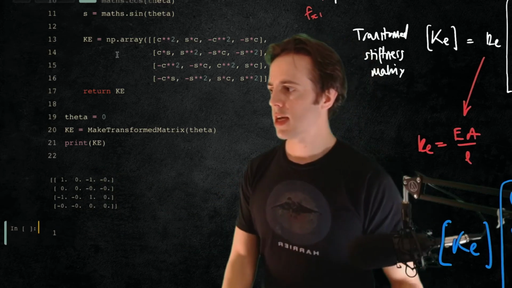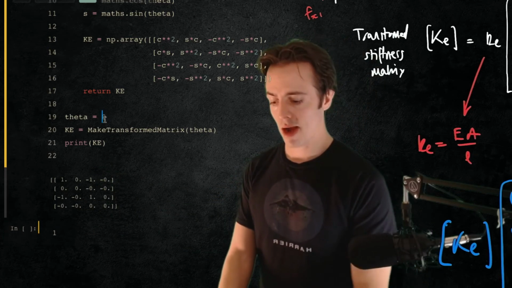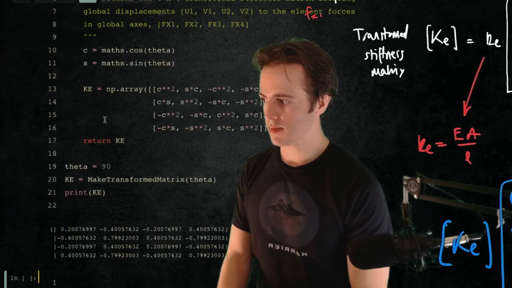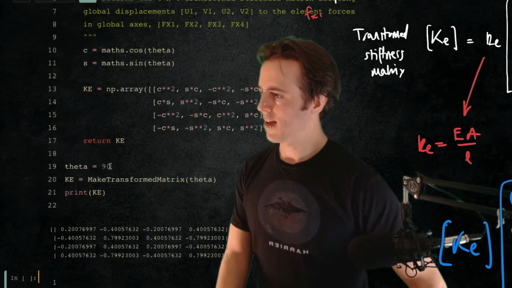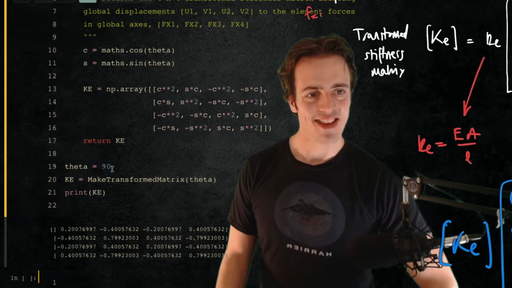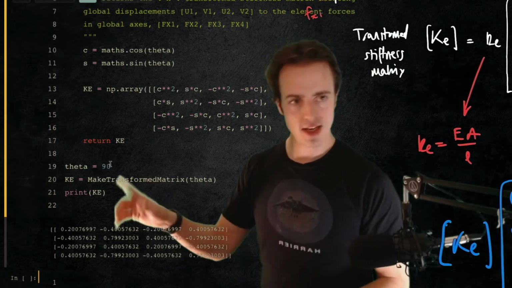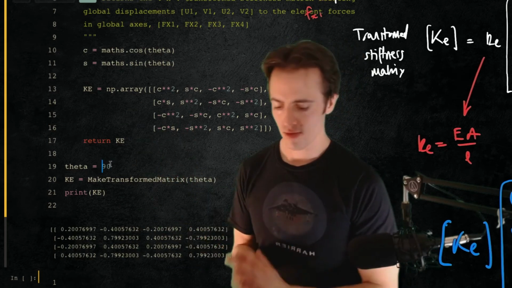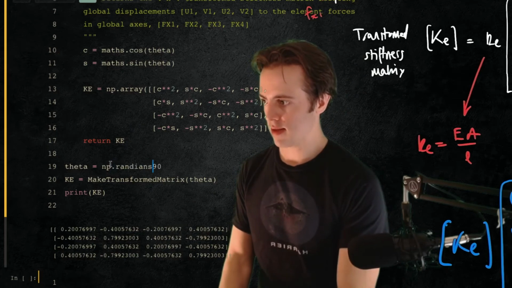Now, if theta was equal to 90, we should expect only to have the sine squared terms in here. No, we shouldn't. We should, but that's theta in degrees, and I should have turned it to radians. So let's say np.radians.